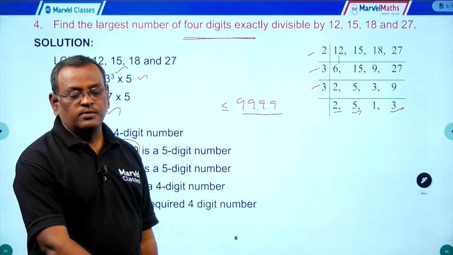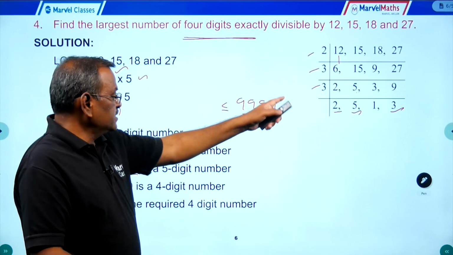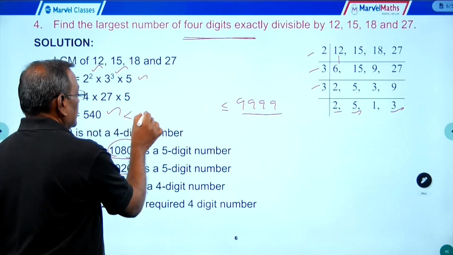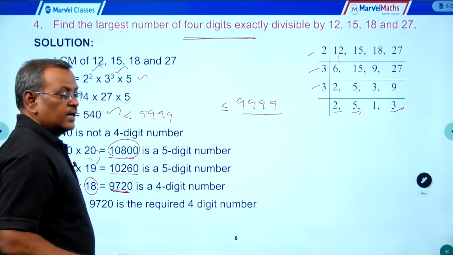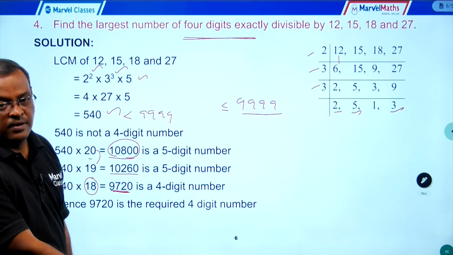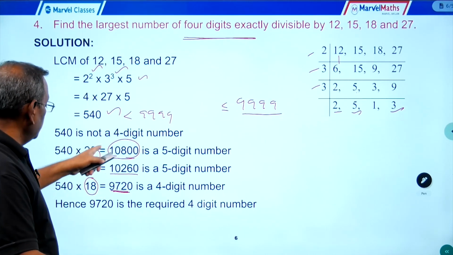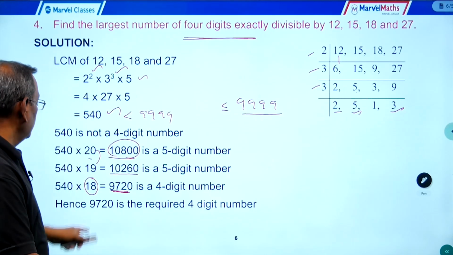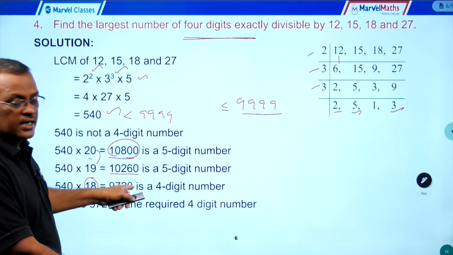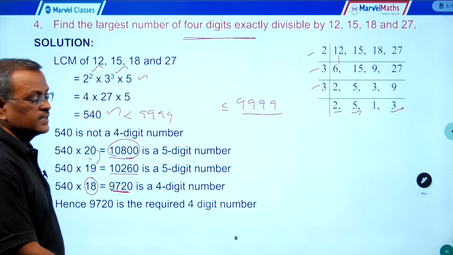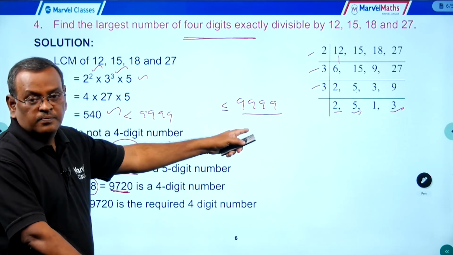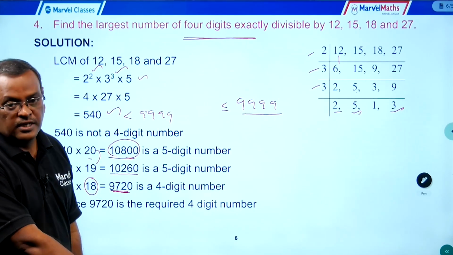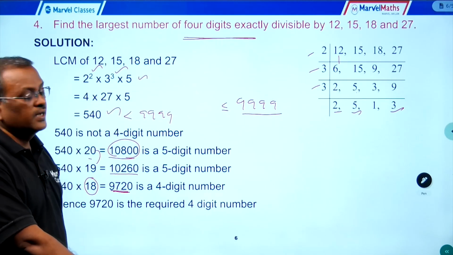So this is one of the tough 2 to 3 mark questions. First find the LCM. That LCM is less than 9999. Hence multiply by a number which is a multiple of 10. If you multiply by 20, the result is more than 9999. Again if you multiply by 19, it is also greater. But if you multiply by 18, it is less than 9999, and hence this is the required 4-digit number which is divisible by 12, 15, 18 and 27.